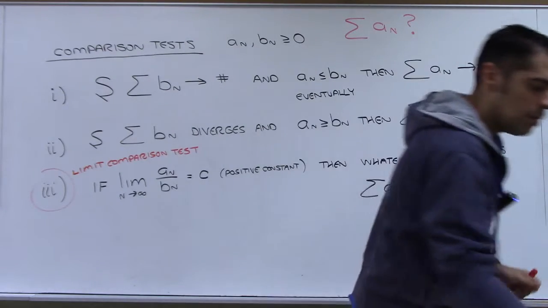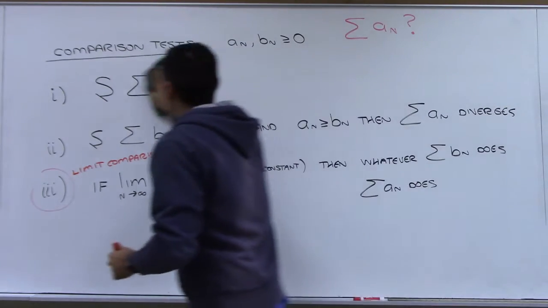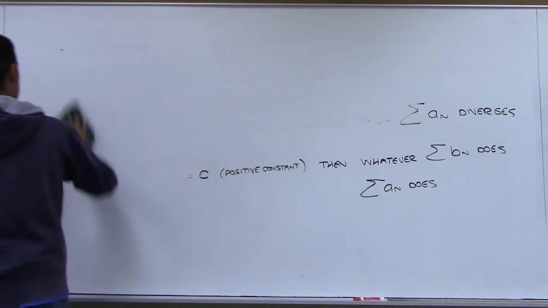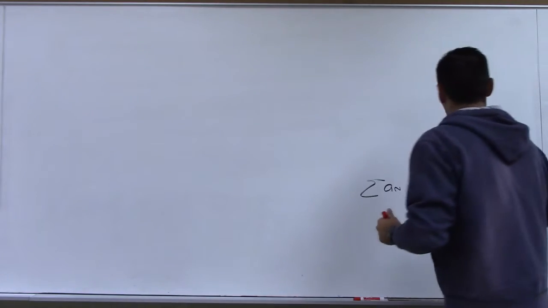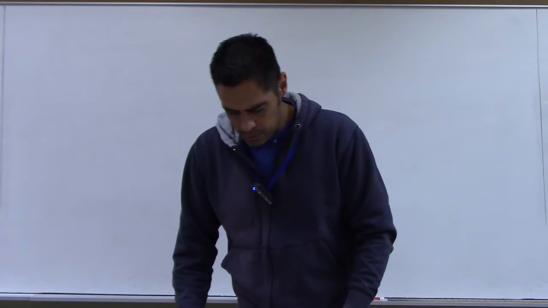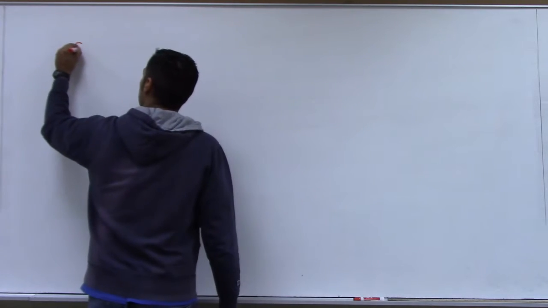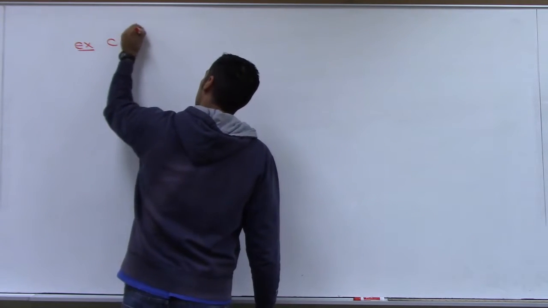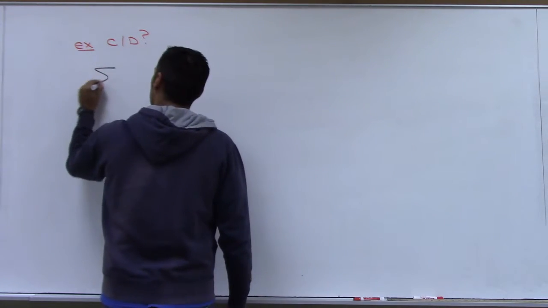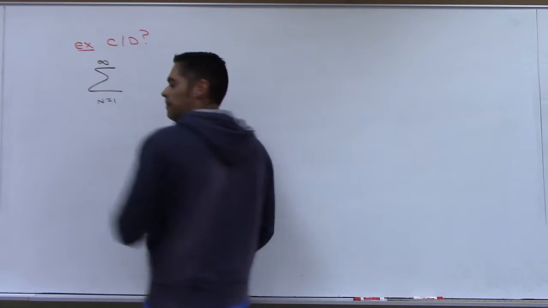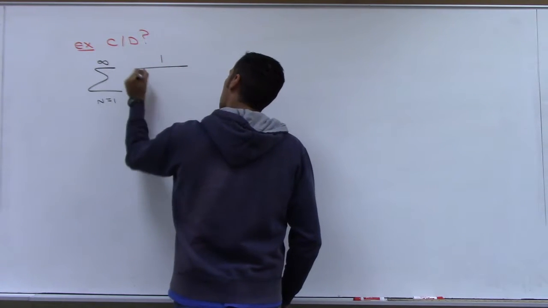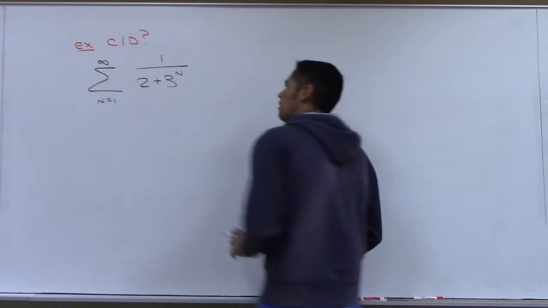All right? So I'd like to start with something we should all recognize. Hopefully. What should I start with? How about this? Does this converge or diverge? Question. Sum, n equals 1 to infinity, of 1 over 2 plus 3 to the n.